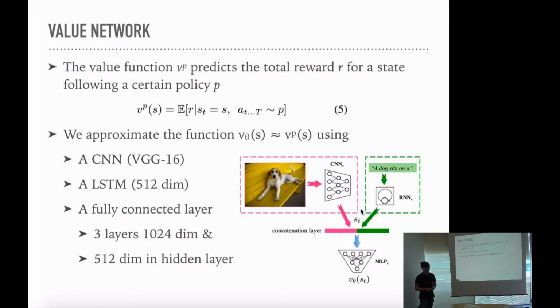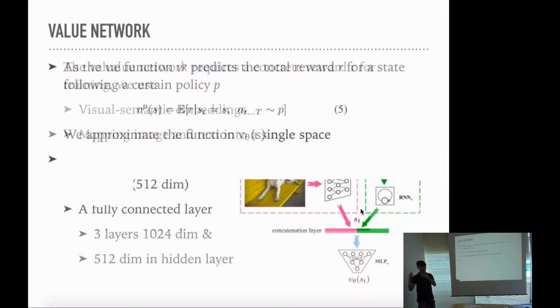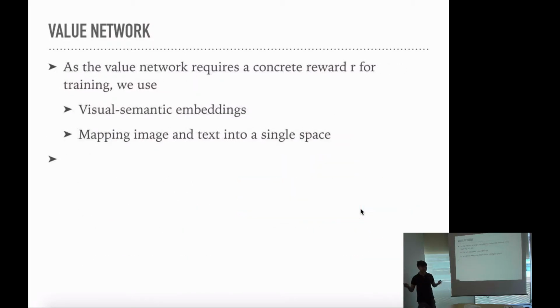But the interesting thing about the value network is that it requires a concrete reward for training. Right now we have the image and the sentence, the ground truth of it, but we don't have the reward. So how do we generate the reward? We use something called visual semantic embeddings. This maps the image and the text into a single space, and then we can find the similarity within that space.